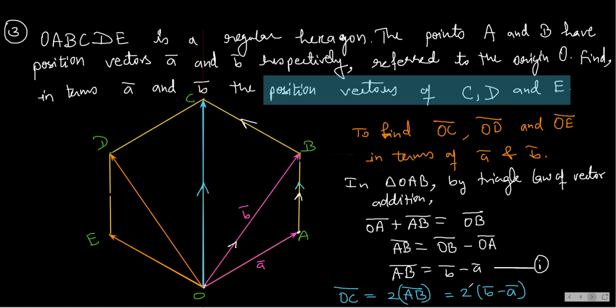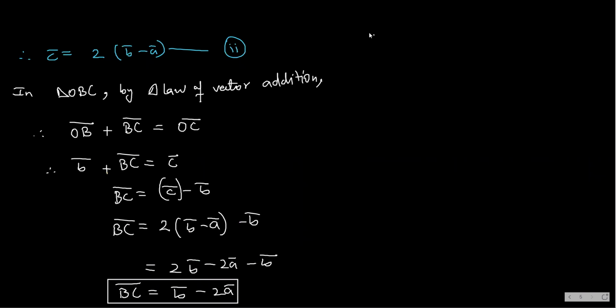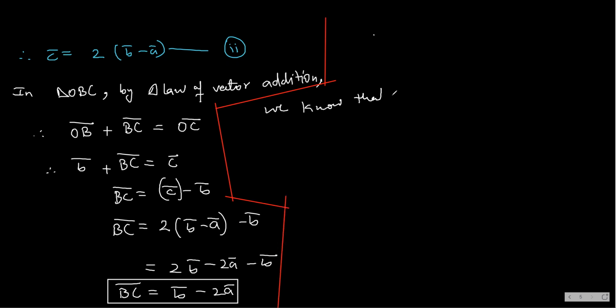We know that vector OE bar equals to BC bar. Therefore, OE bar is nothing but the position vector of point E, which is E bar. So E bar is BC bar, B bar minus 2A bar. So this is our third that we found. Okay, we got E bar. Next.